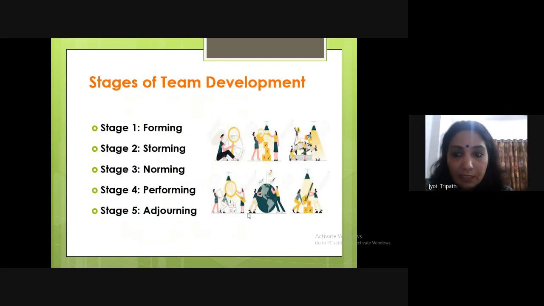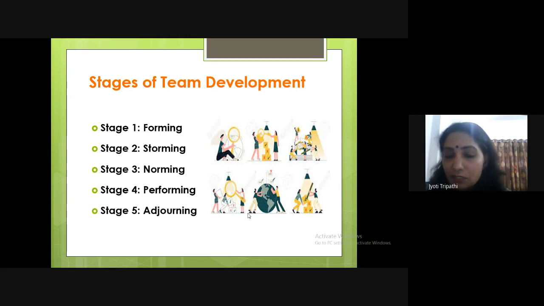Yes. For a deeper understanding of team building, we should also understand the stages of team development. What are the various stages? How does a team develop? Does it develop automatically? No, it develops gradually. It develops with the accumulated efforts of the team members and the leader, by following a process. So the stages are forming, storming, norming, performing, and adjourning. These five are the stages of team development.